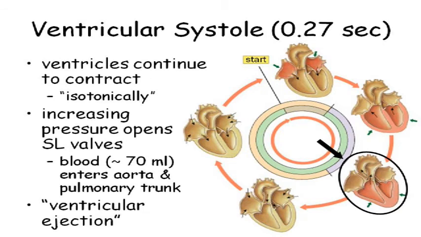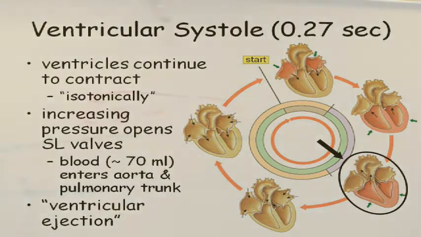Then, pressure continues to build, and blood is shot out either from the right ventricle into the pulmonary trunk or from the left ventricle into the aorta. The blood that leaves a ventricle is called the stroke volume.